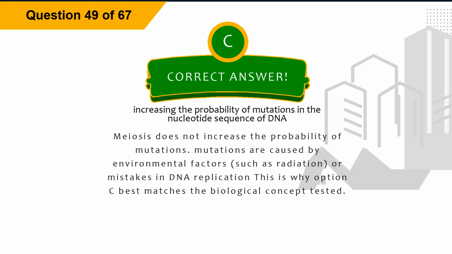The correct answer is option C. Increasing the probability of mutations in the nucleotide sequence of DNA. Explanation. Meiosis does not increase the probability of mutations. Mutations are caused by environmental factors, such as radiation, or mistakes in DNA replication. This is why option C best matches the biological concept tested.